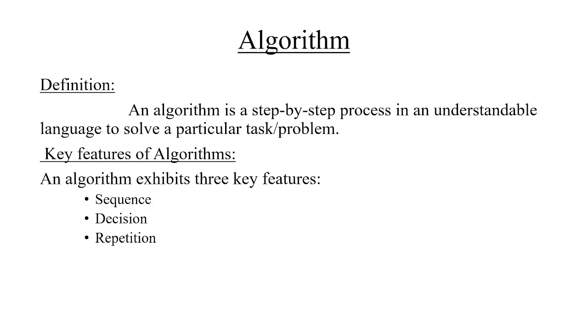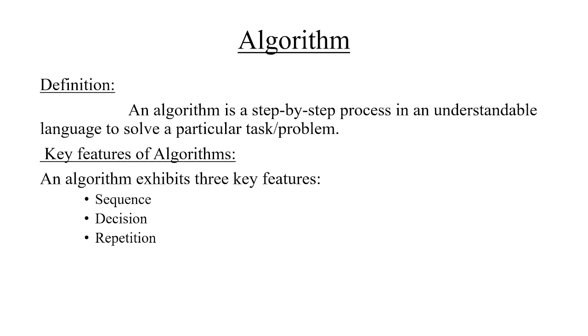An algorithm is a step-by-step process to solve a particular problem or a specific task, where this process is written in an understandable language. In a single sentence, we are going to define an algorithm as a step-by-step process in an understandable language to solve a particular task or a problem is called an algorithm.